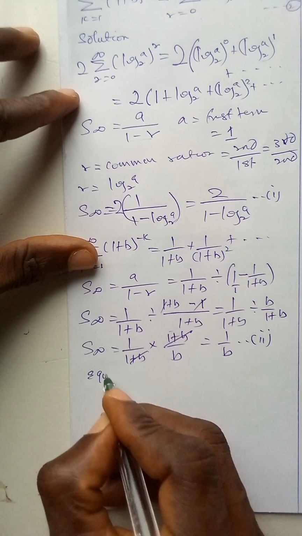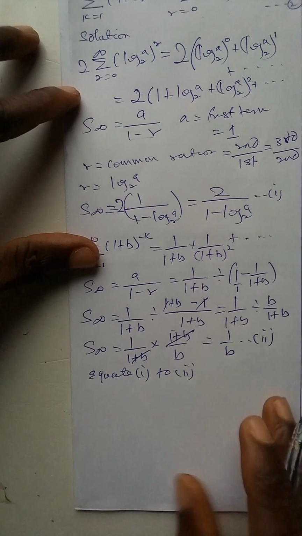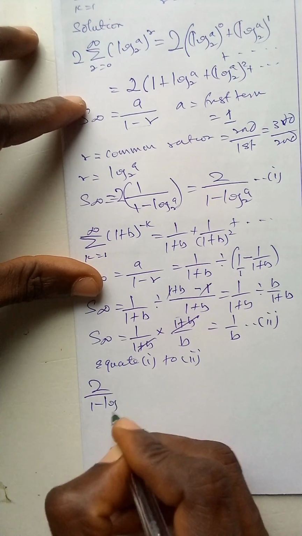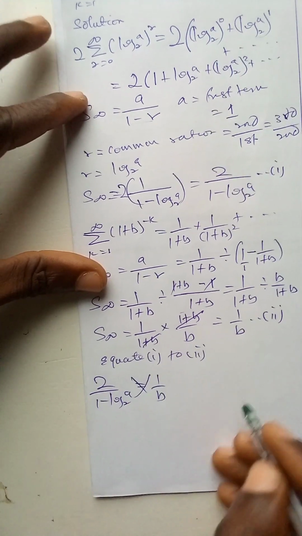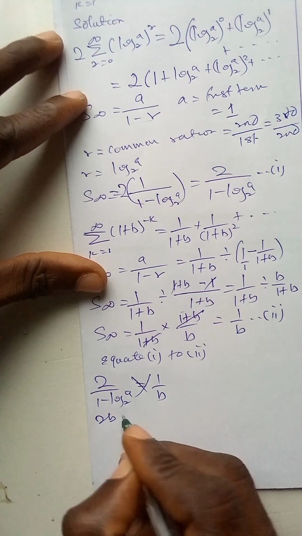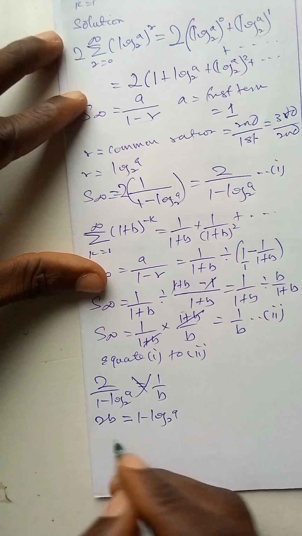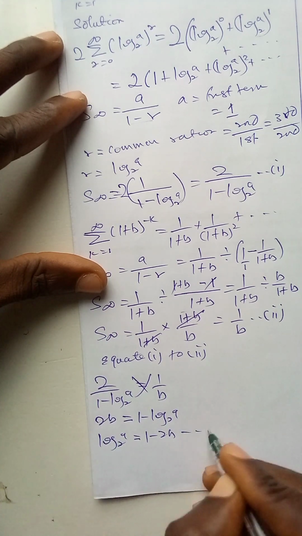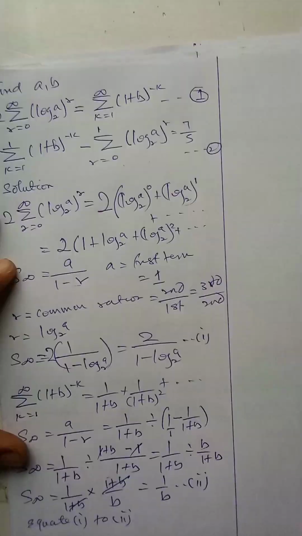We will now equate equation I to equation II. Equation I is 2 over 1 minus log to base 2 of a, and it is equal to 1 over b. Cross multiplying, 2b will be equal to 1 minus log to base 2 of a, or log to base 2 of a equals 1 minus 2b. Let's call this equation star because we will have to refer to it later.